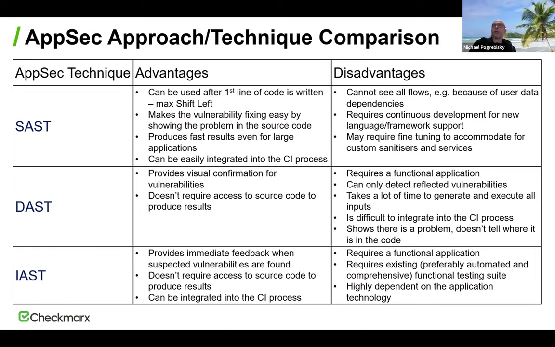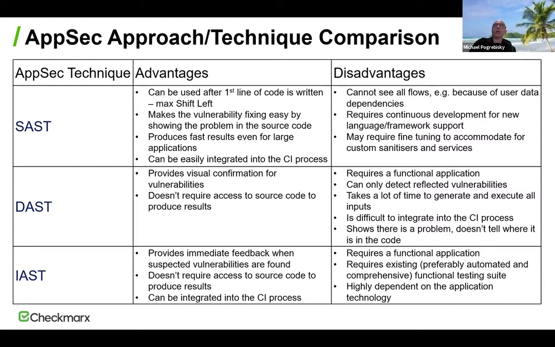But there are lots of disadvantages, and some of them are implied from what I described previously. Obviously, it does require a functional application, which means that you can only start doing this relatively late in the cycle. It can only detect what we call reflected vulnerabilities, which means that the vulnerability needs to manifest itself.